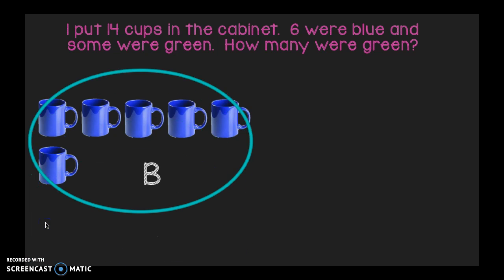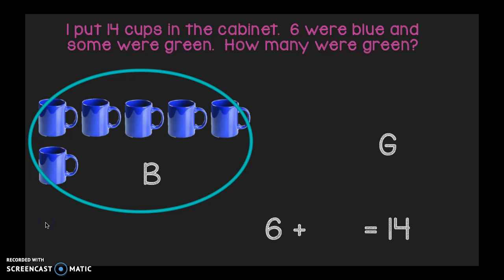B for blue. Do you notice that I circled them? Because I don't want to get them confused with my green cups. Now I'm going to go ahead and count on, because I know that I have 14 altogether. So if I have 6, I just need to count on in green cups to get to 14. I'm going to use the letter G to stand for my green cups. That's going to be my green cup label.